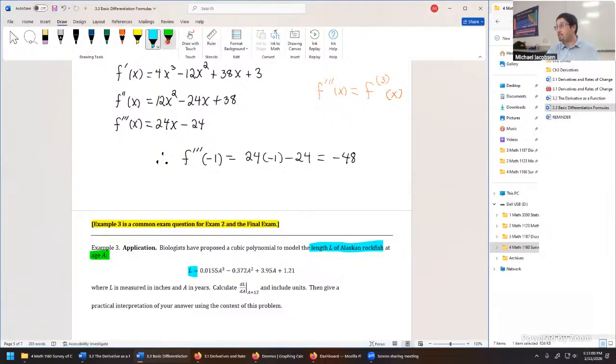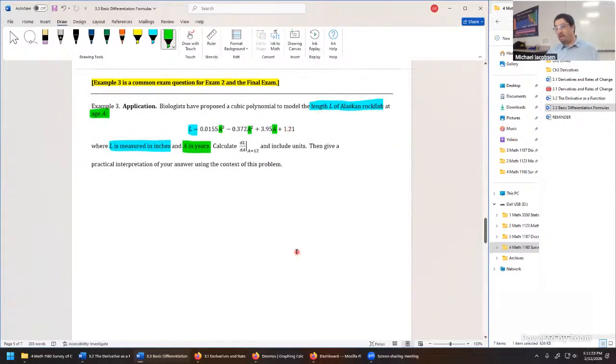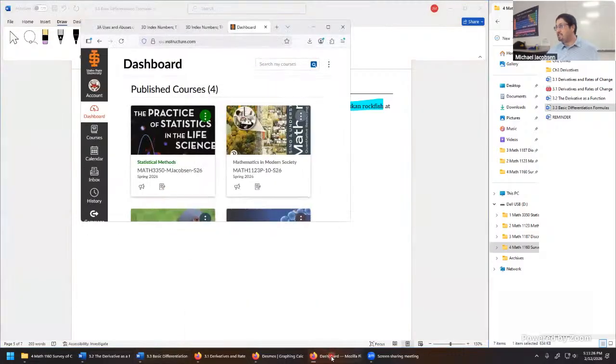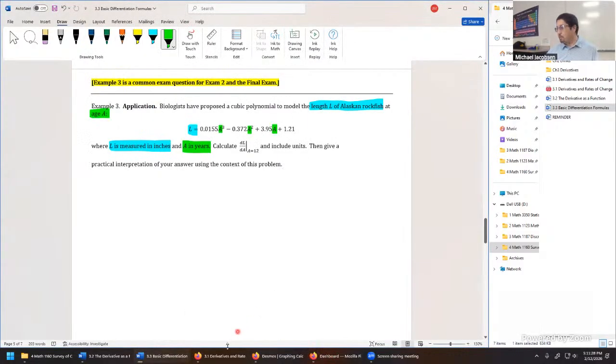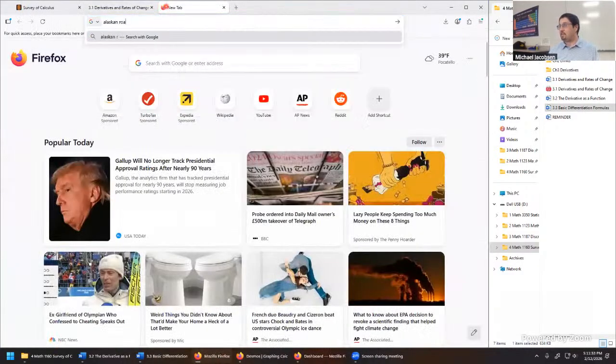We have a length, and it's a cubic polynomial taking the cube of age, square of age, and age itself in this interesting combination, plus the constant 1.21, to model the length of that fish in inches at A years old for the Alaskan rockfish. I don't know very much about Alaskan rockfish, so when you see a problem like this out in the wild, say on Web of Science, not a bad idea to just go here, Alaskan rockfish.